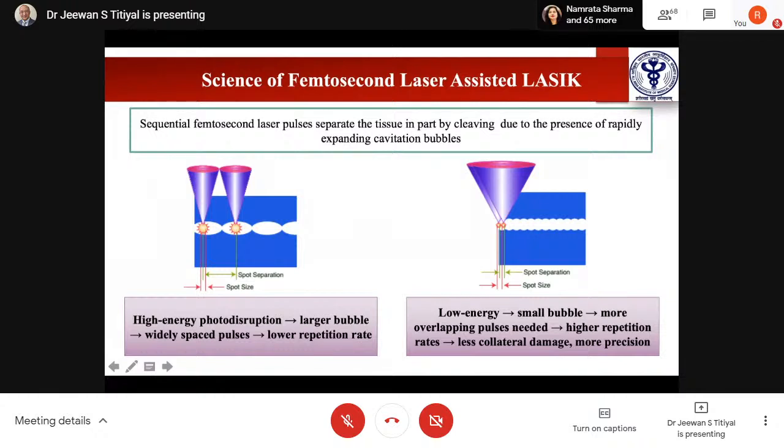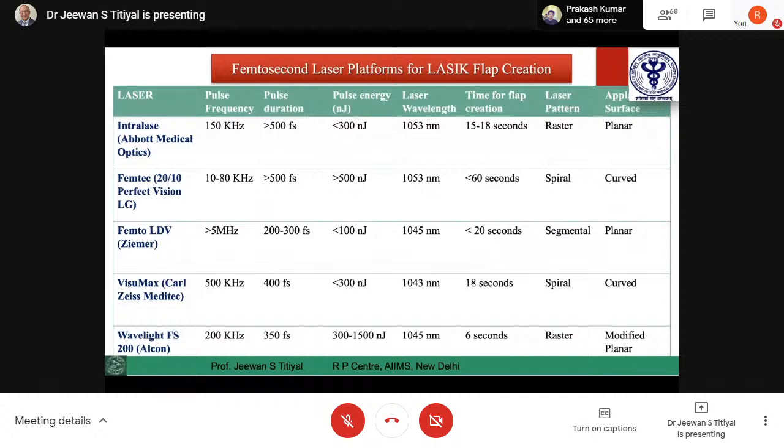So this is a high energy photodisruption which is happening. It forms a plasma or creates a bubble. Once these 2 plasma bubbles coalesce, they form a larger one to separate the tissue like this. So nowadays we are looking for a smaller spot size so that you have lesser spot separation, low energy and high repeatability. Therefore, the thermal damage doesn't occur to the area. Recovery is faster, and the cut created is also much smoother.